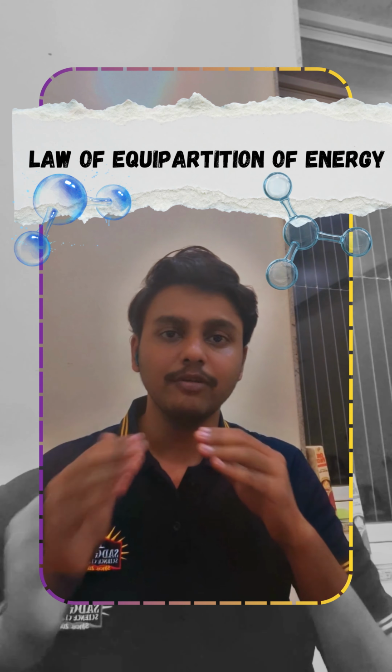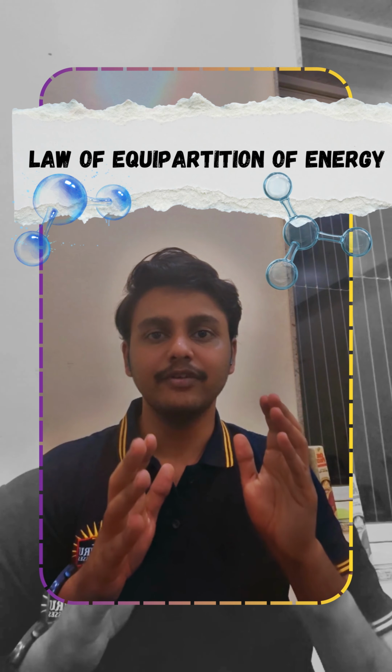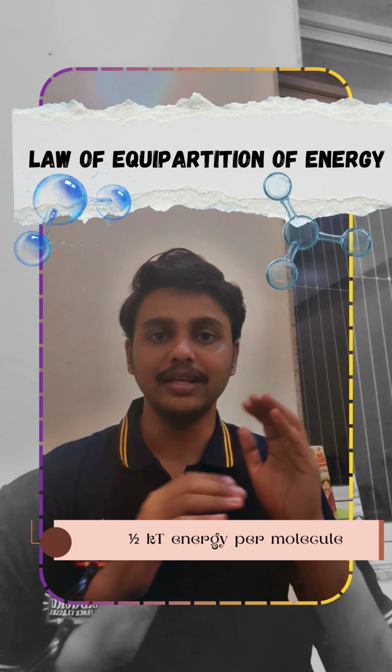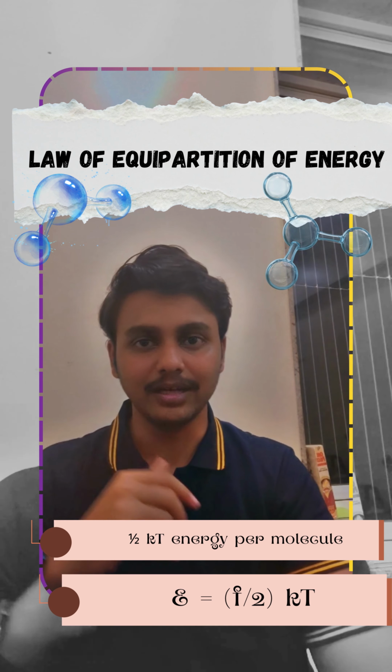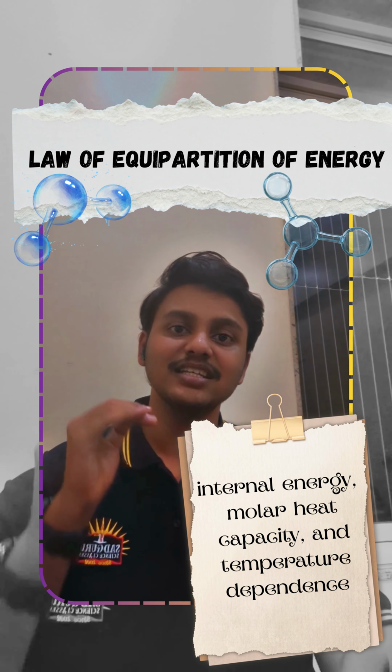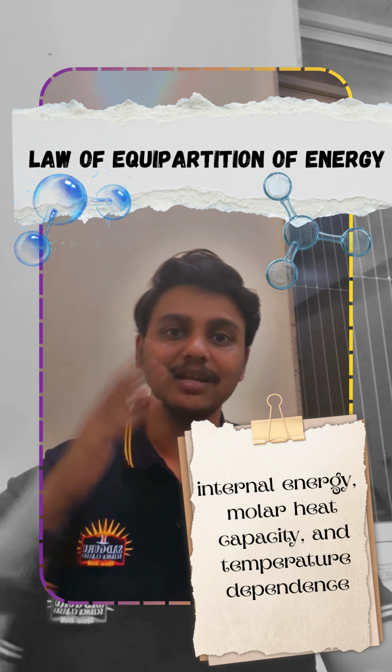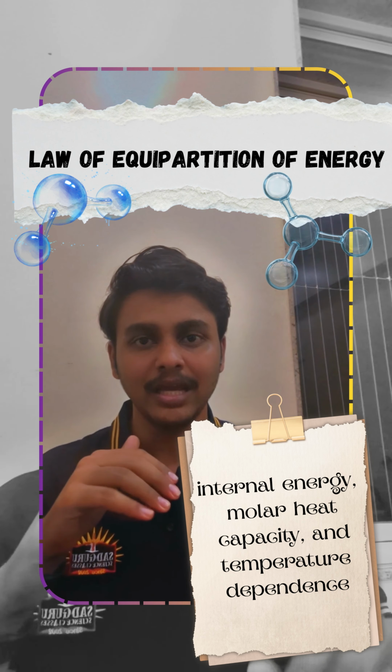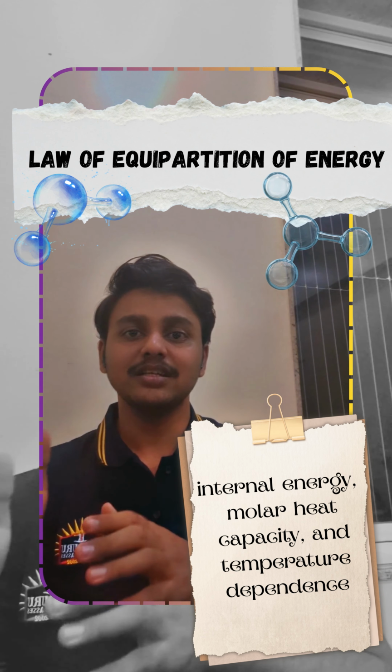According to the law of equipartition of energy, each degree of freedom contributes half kT energy per molecule. So total energy per molecule becomes E equals F upon 2 multiplied by kT, where F is the total degrees of freedom of that particular molecule. This single formula explains internal energy, molar heat capacity and temperature dependence. And the examination loves asking direct numericals from this particular concept.